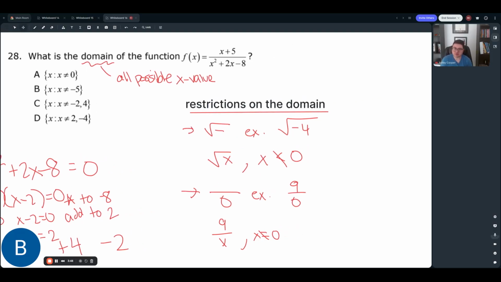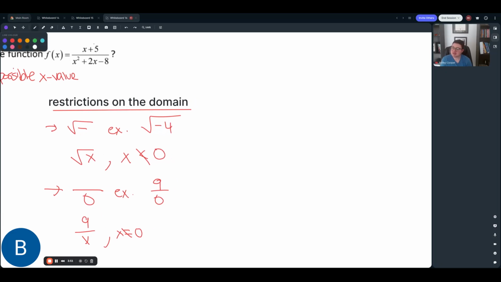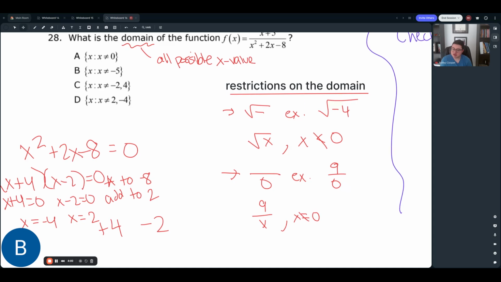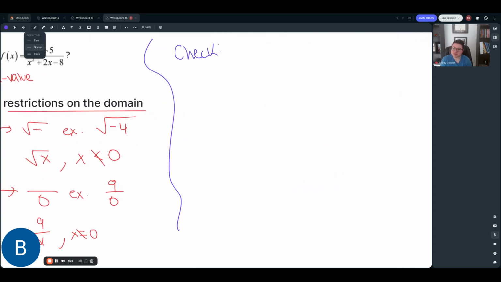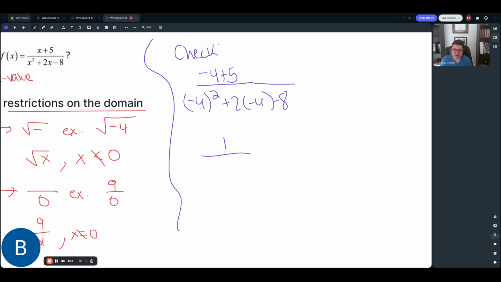I'll make some more room over here so we can test that. We'll do our check over here. One of them was -4, so let's put -4 in our original equation for x. -4 plus 5 over -4 squared plus 2 times -4 minus 8. Let's look at our denominator here and see what happens. On our numerator, we're going to get 1, but that doesn't super matter. On our denominator, we're going to get 16 minus 8 minus 8, which is 16 minus 16, which is 0. So great, that's dividing by 0, which again, we don't want.